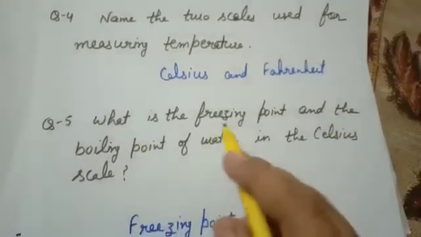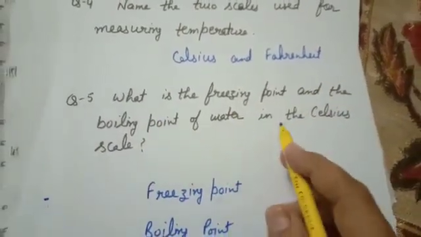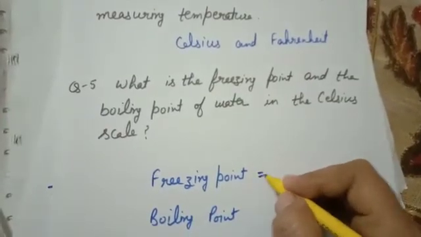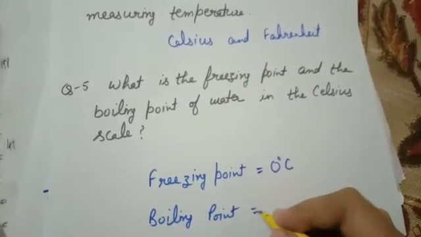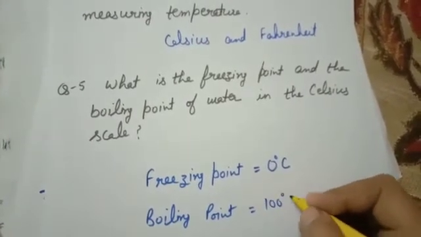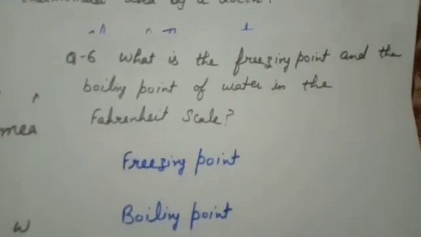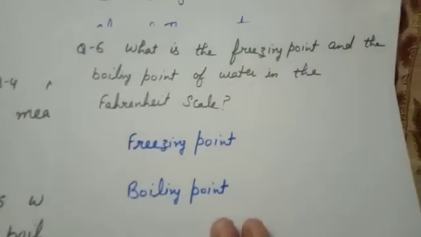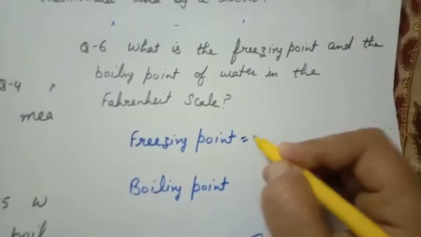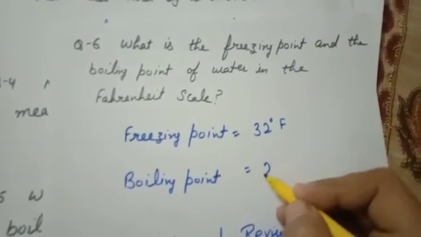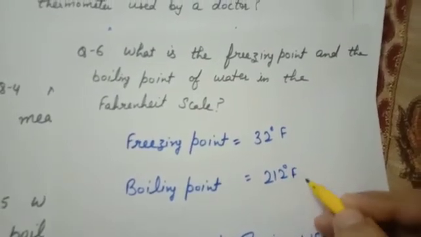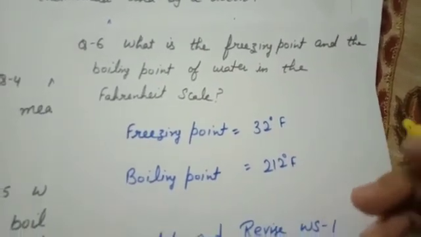Next is, what is the freezing point and the boiling point of water in the Celsius scale? We have just discussed, freezing point in Celsius scale is the lowest, 0 degrees Celsius, and boiling point is the highest, 100 degrees Celsius. After this, the last question, what is the freezing point and the boiling point of water in the Fahrenheit scale? Freezing point is 32 degree Fahrenheit and boiling point is 212 degree Fahrenheit. This completes our worksheet 1.